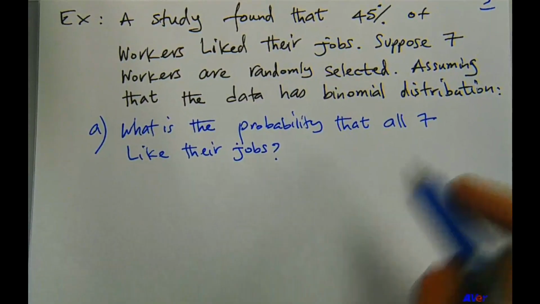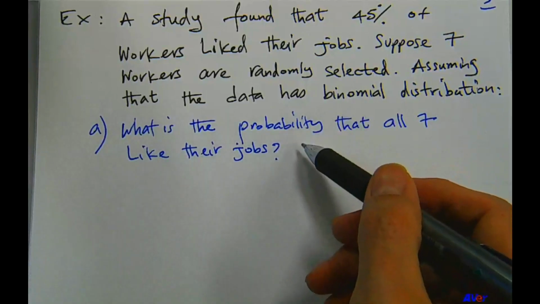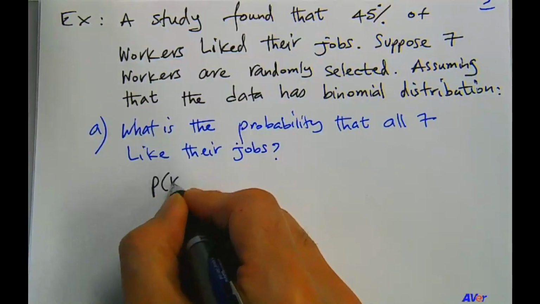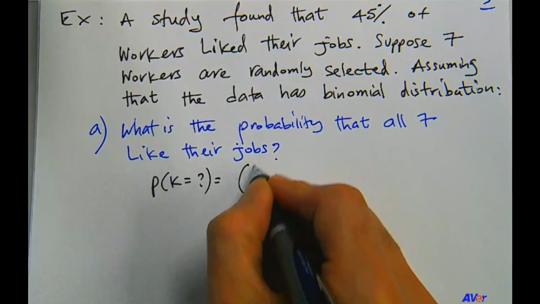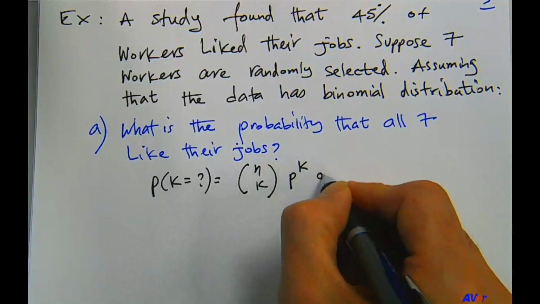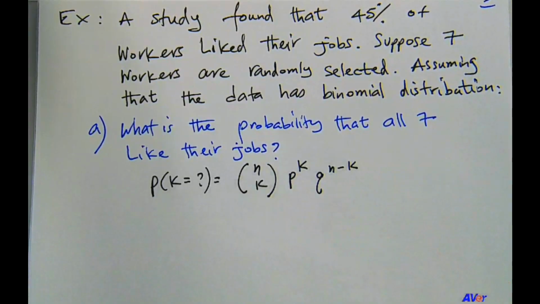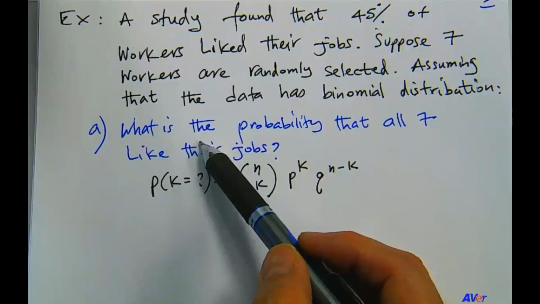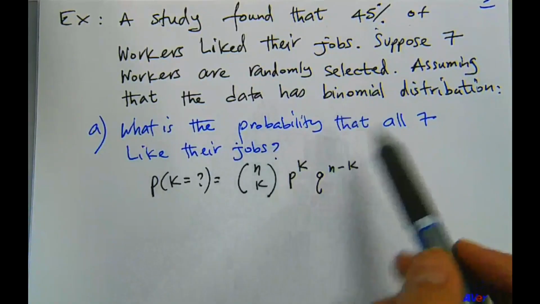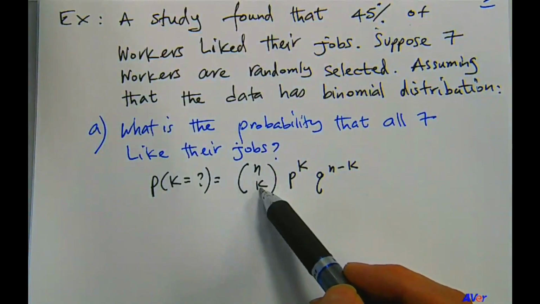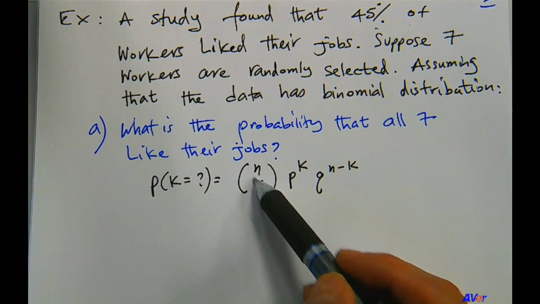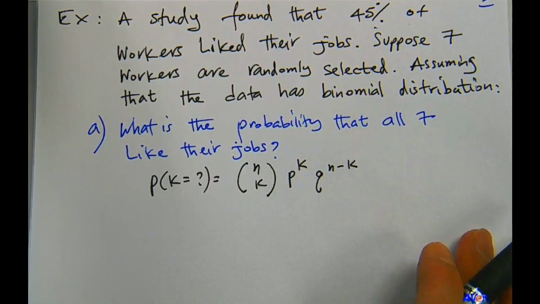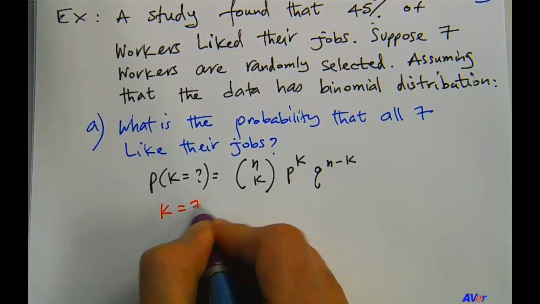Okay, so notice now in this formula we have to be able to identify which variable is associated with which of these quantities we are given. So let me write down the original probability model formula. Right, that's our formula. So a study found that 45% of the workers like their jobs. And what is it that we're looking for? The probability that all 7 like their jobs. So K in this case is the type of event we're looking for, and that event is those who like their jobs. And K would be 7 in this case, exactly 7. Right? So K is equal to 7.